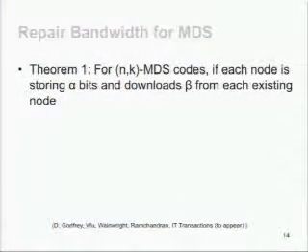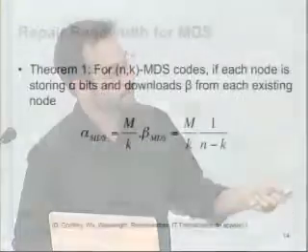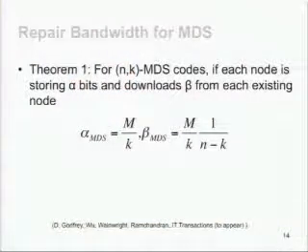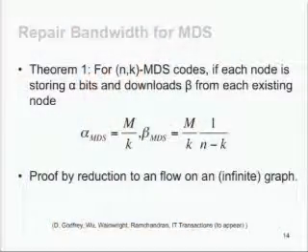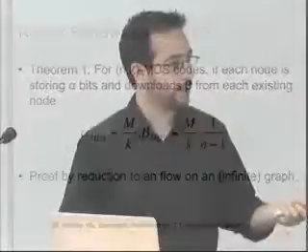And the thing you have to evaluate is the minimum cuts on these graphs that are formed by nodes failing. So if you have an (n, k) MDS code, if each node is storing alpha bits and communicates beta from each existing node, you can do the graph theory and find this is the minimum storage, and this is the communication required to repair a failure. It's a reduction to a flow problem, and the graph is infinite. I will show you why the graph is infinite in 1 second.